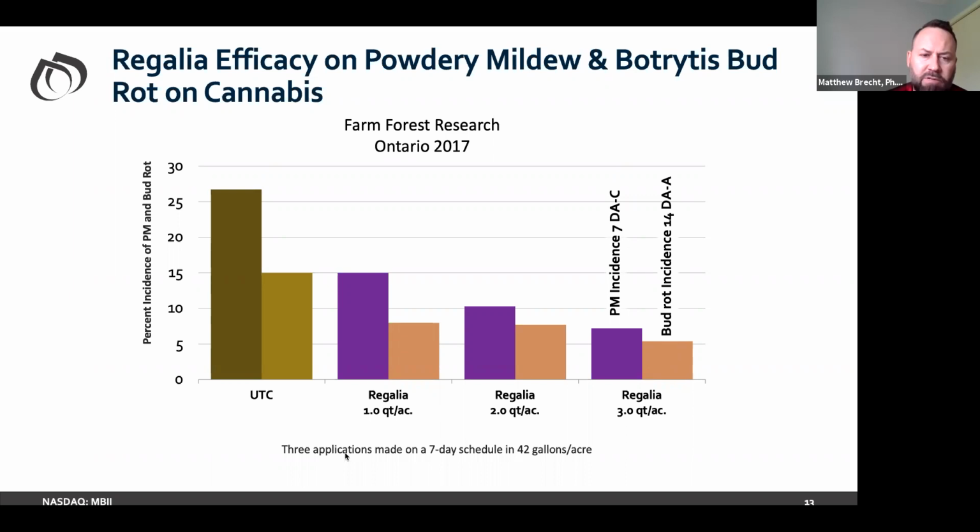So in this research, we have about 15% of the flowers coming down with botrytis bud rot in the untreated control. And if you use, let's say, Regalia, just 1 quart, that can bring it down to about 7.5. So again, like I said, a 50% reduction is something that we tout. And this is 3 applications made on a 7-day schedule. So you can see that it's highly efficacious and not extremely expensive to do, and it will save you lots of money in dead cannabis. Next one, please.